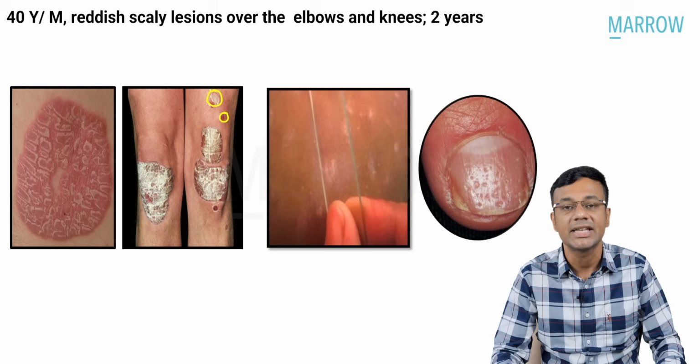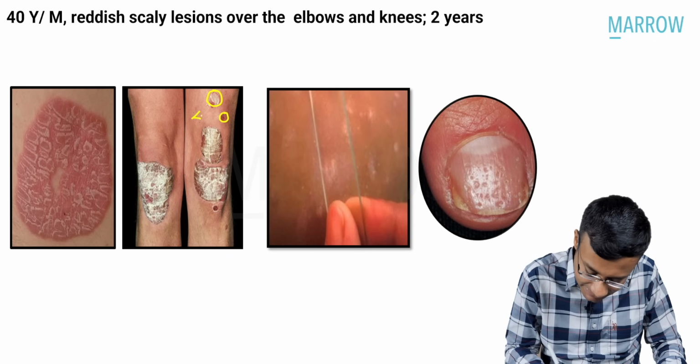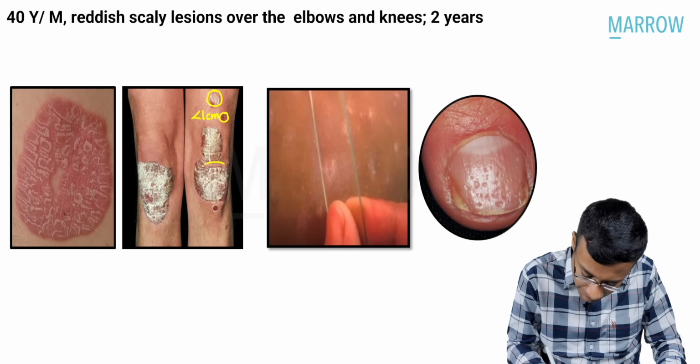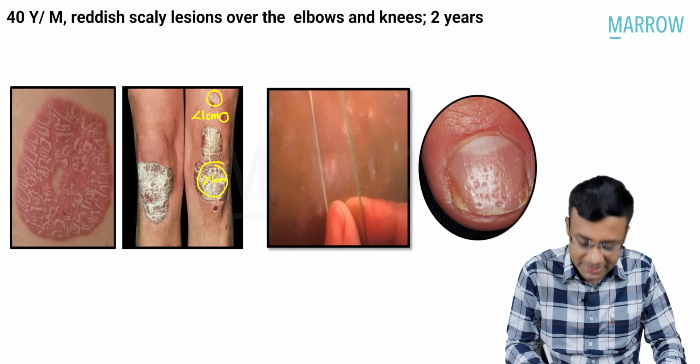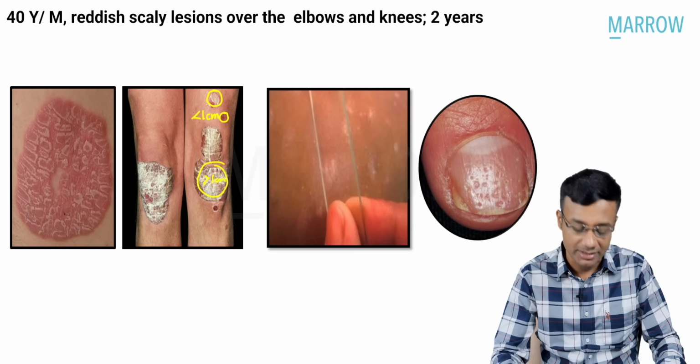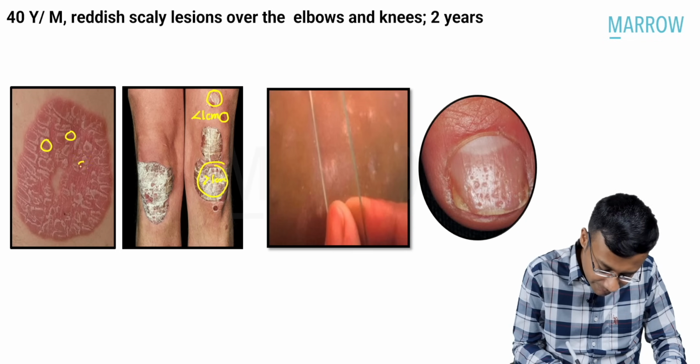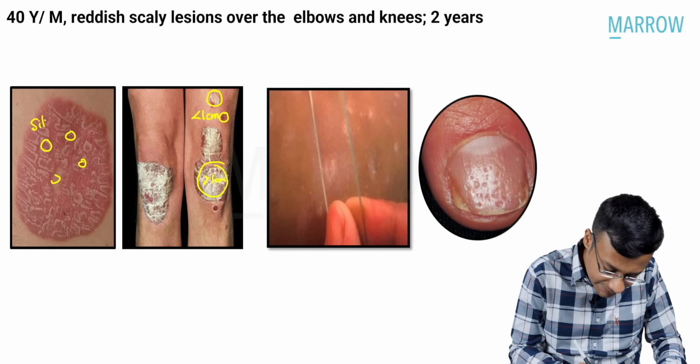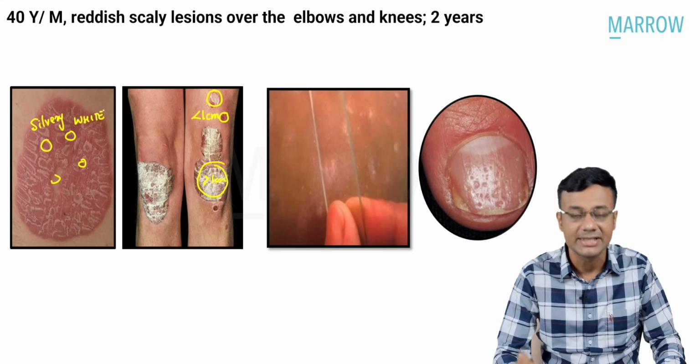So we know in dermatology, if the solid raised lesion is less than 1 centimeter, we call it a papule. If it's more than 1 centimeter, we call it a plaque. So these are papules and plaques. Then we look at the scales of this patient. These are referred to as silvery white scales.